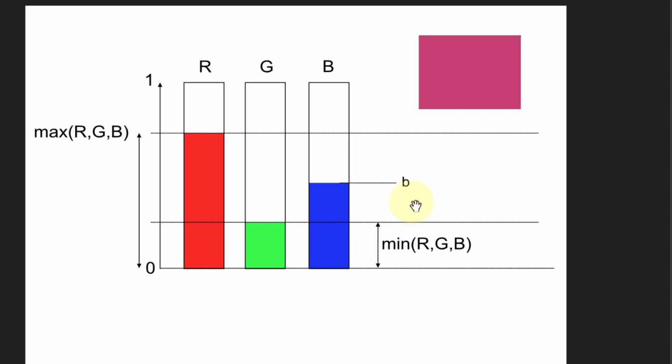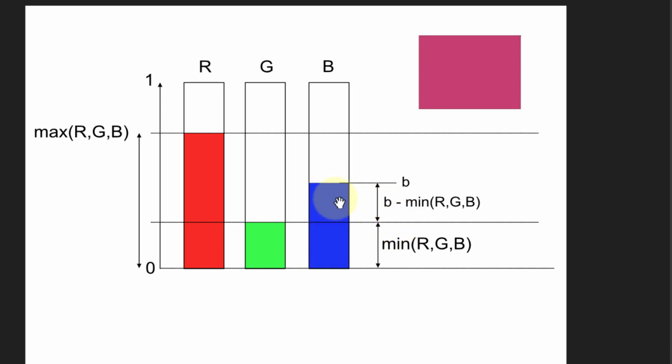So in this case, let's say this is value of B for blue. And then this distance here is B here, because it's measured from this bottom upwards, minus this amount here.